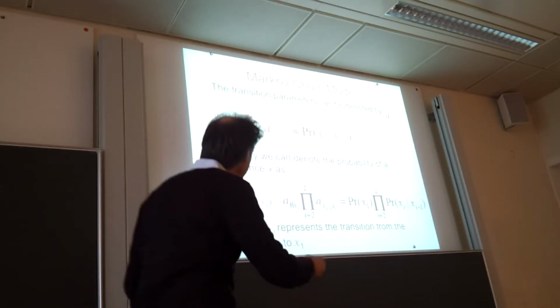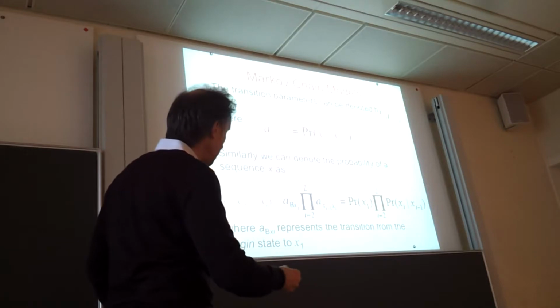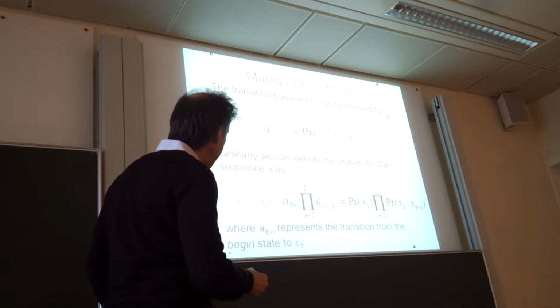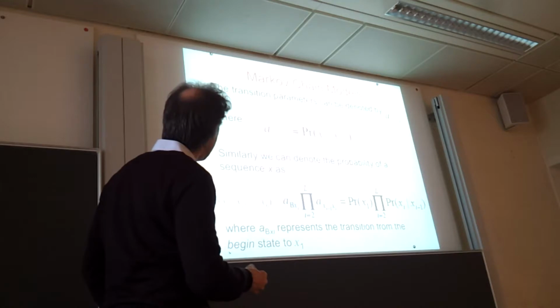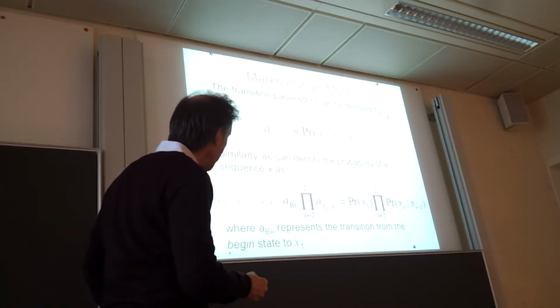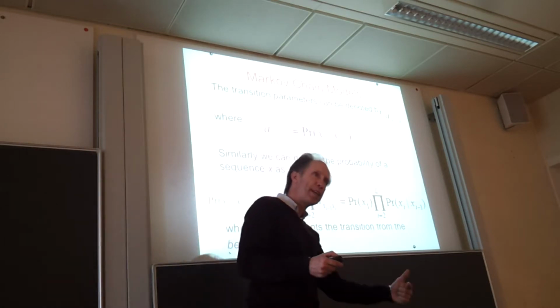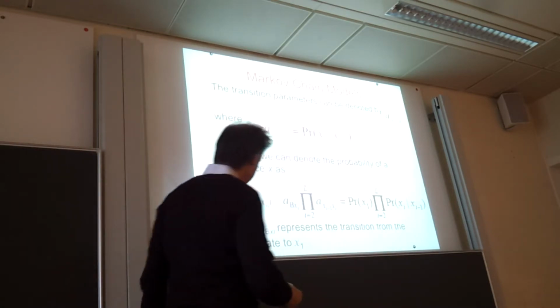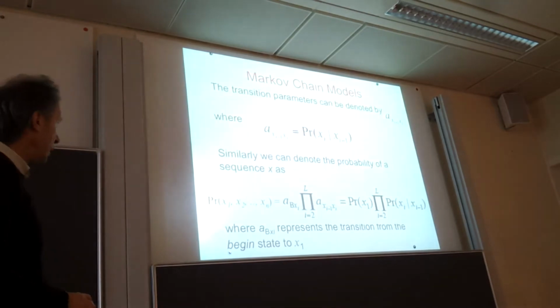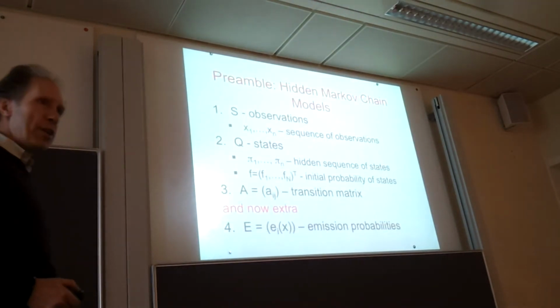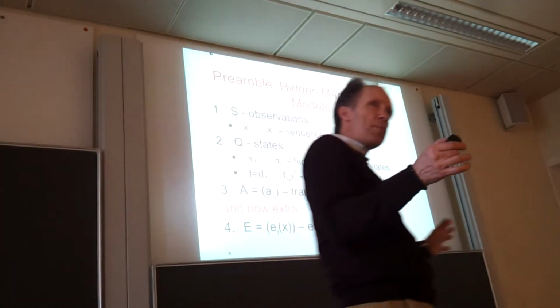Yeah? And here again, this is, I think, in the Durbin book. If you have the begin state, then you just multiply all of these transition probabilities along the path you take through the model. Okay? That's basically it. Okay, now that's it. Now we make it one more step more complicated.